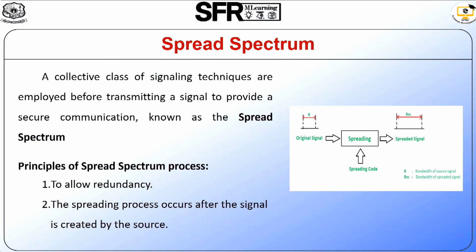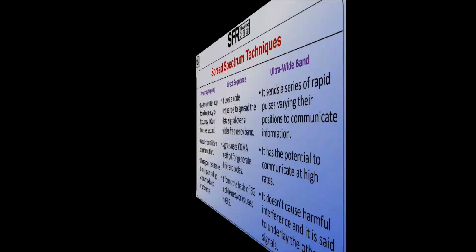First principle is to allow redundancy, because it is necessary that the bandwidth allocated to each station should be larger than needed. So, it must allow redundancy. Second principle is that the spreading process occurs after the signal is created by the source. So, using these principles, three different variants of techniques have been implemented for spread spectrum. They are frequency hopping spread spectrum, direct sequence spread spectrum, and ultra wideband communications.